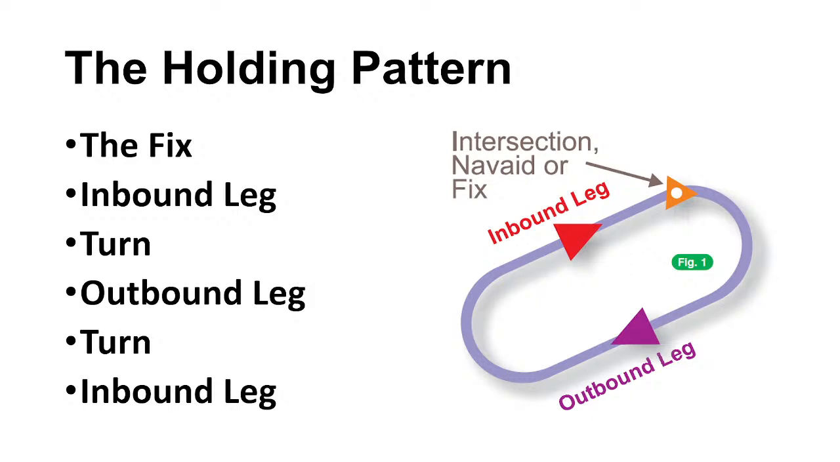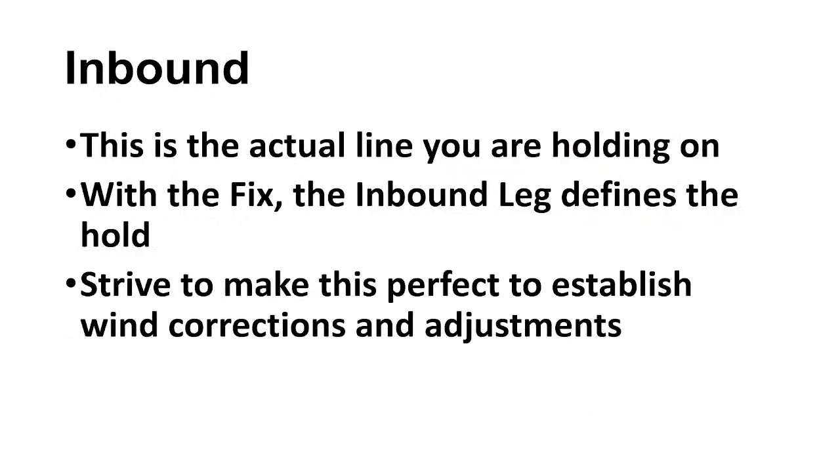Okay. So the inbound leg, this is the actual line you're going to hold on. With the fix, the inbound leg defines the hold. And with a VOR, you want to strive to make this perfect to establish wind corrections and adjustments. Okay. So if you're flying to the fix, and in order to keep the needle centered on your CDI, you have to put a crab in, you want to make a mental note of what that crab is.